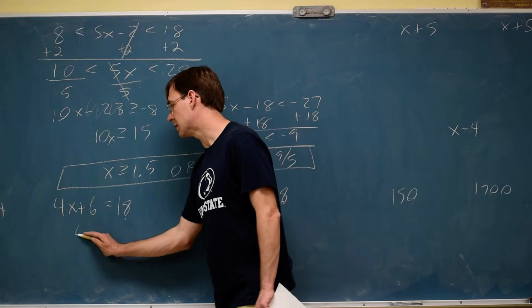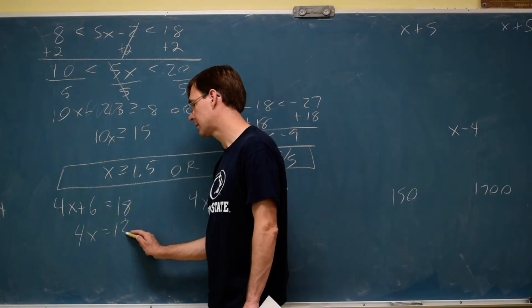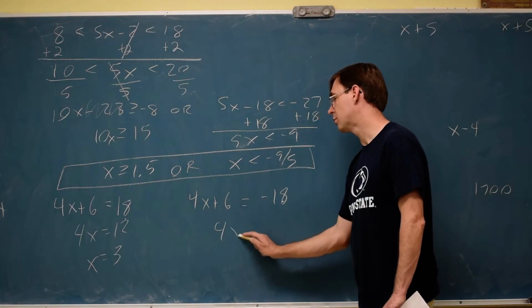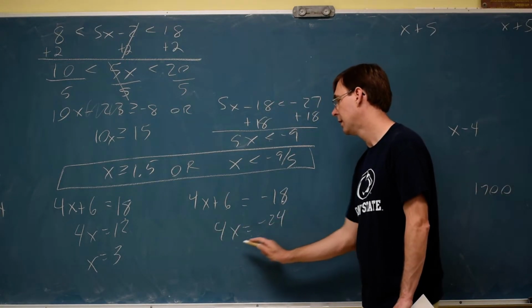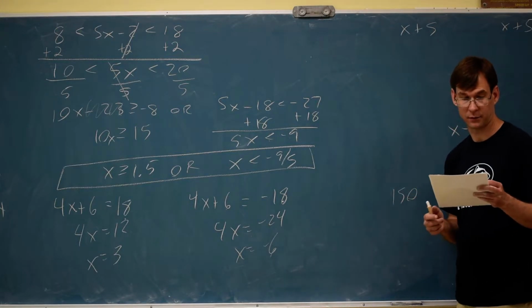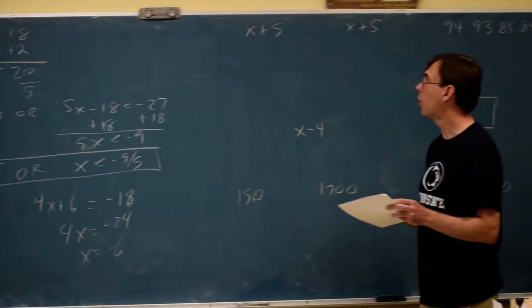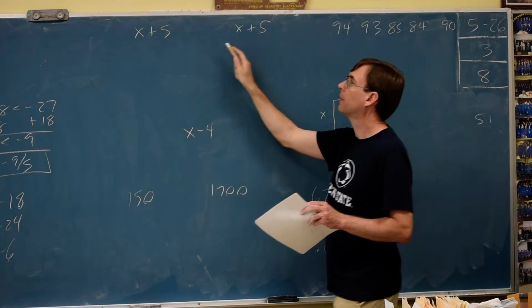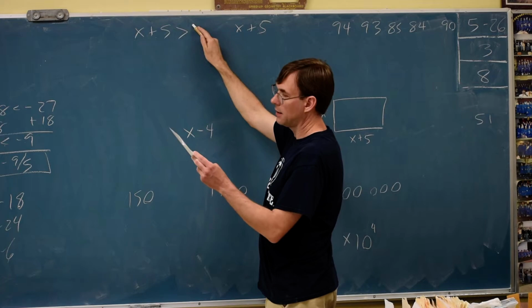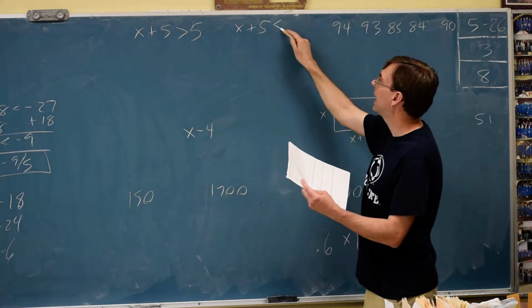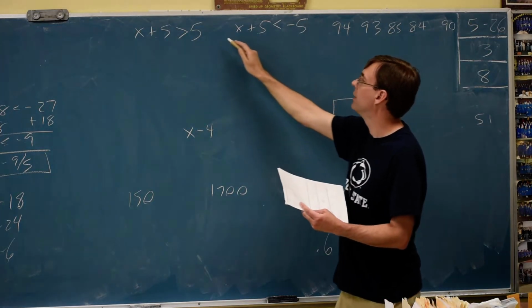Then do your opposites. Subtract 6 and divide 4. For this problem, subtract 6 and divide 4. And we get those two answers for the blank. For a greater problem, we also copy what's in the bars twice. Greater than the 5 on one problem, but a less than -5 on the other.